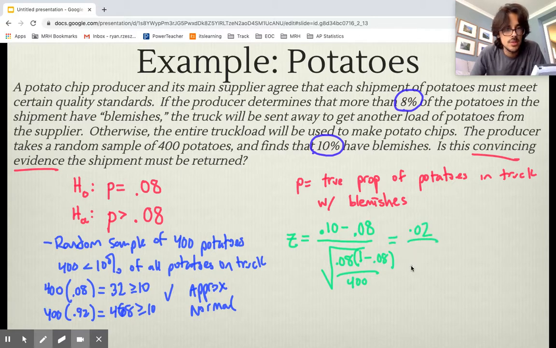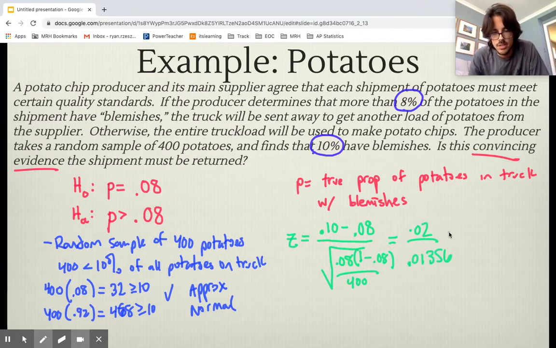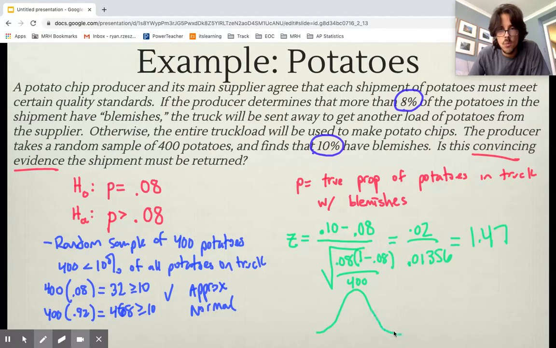My bottom, if I do all of that, is like 0.01356. And if I actually divide those out, I got 1.47. Okay, this is my z-score. So I want to know how rare a z-score of 1.47 is. This is now a standard normal problem, centered at 0. 1.47 would be like here.